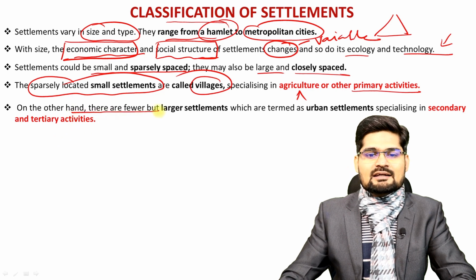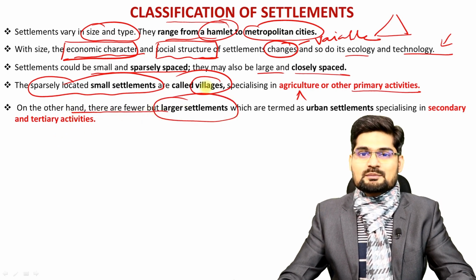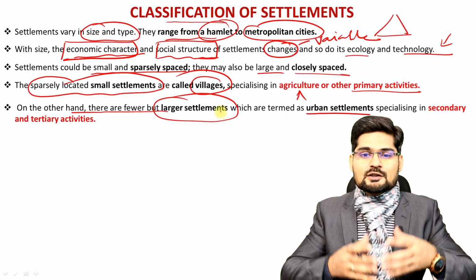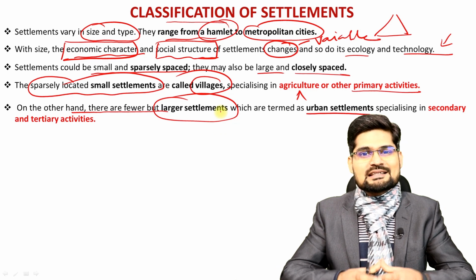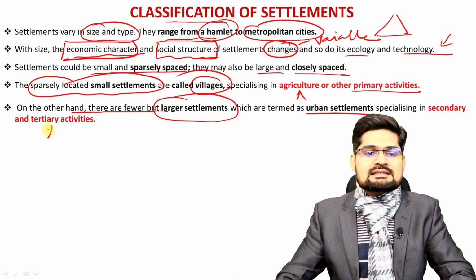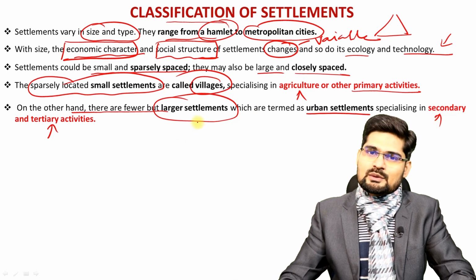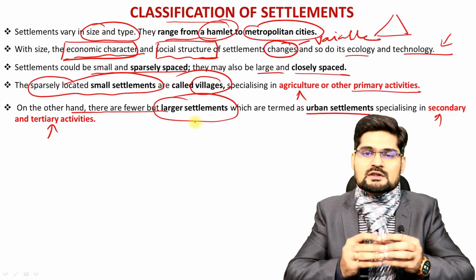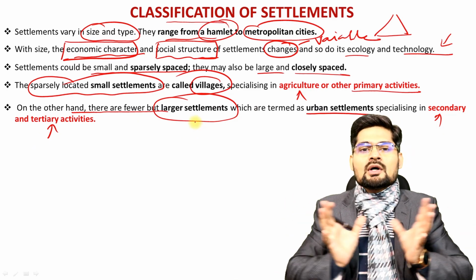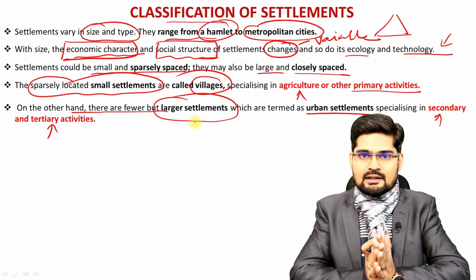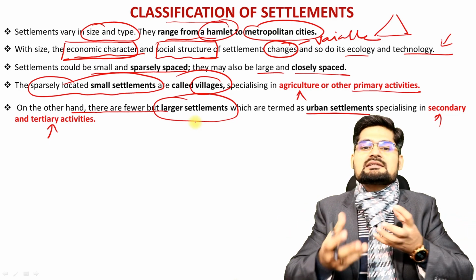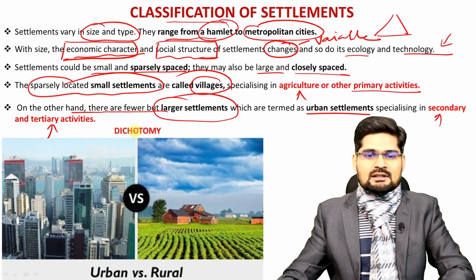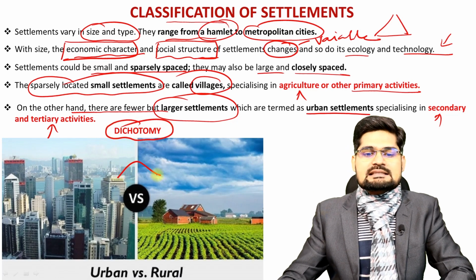And on the other hand, there are fewer but larger settlements, megapolis, metropolis, right? Urban settlements, which are specialized in terms of work culture, social structure, economy, ecology, everything, right? They specialize in tertiary or secondary activities and quinary activities, right? This is a segregation that happens when a settlement grows from a point location and starts to overlap the various other areas around it. So there is a segregation, a uniqueness, an areal differentiation that is created at the same time. What you observe here is a dichotomy between these settlements, right?